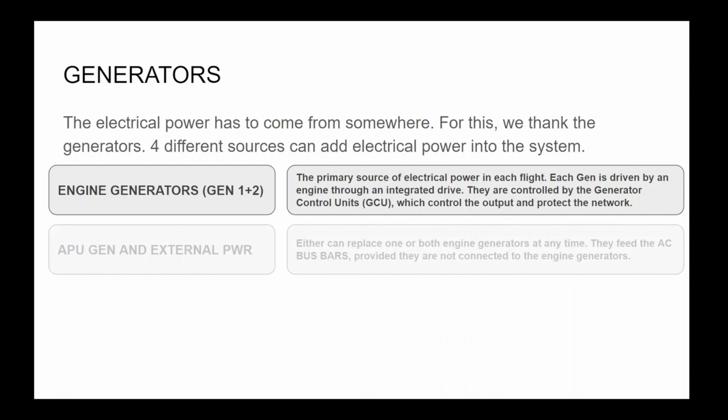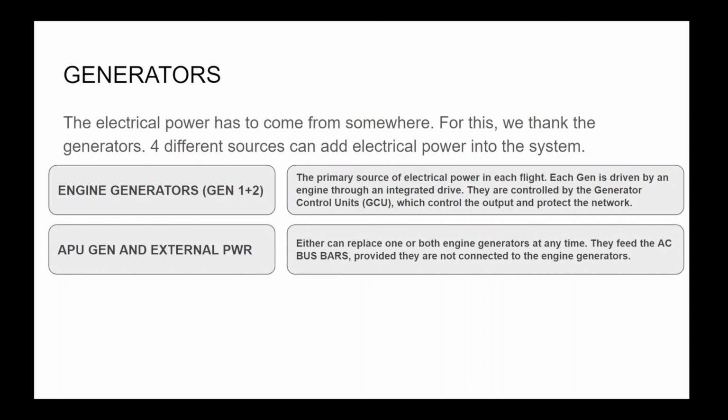The APU generator and external power are another source. Either can replace one or both engine generators at any time. They feed the AC bus bars, provided they are not connected to the engine generators.